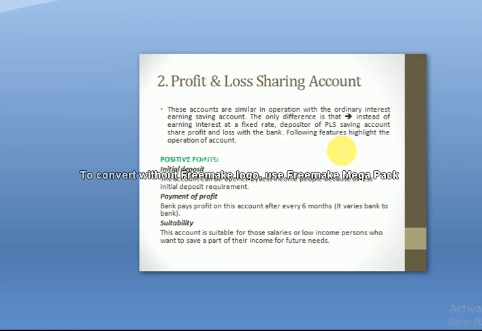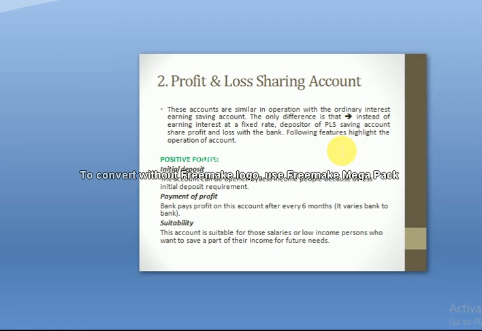Now we can explain the advantages, or we can say the positive points, of this account. First, initial deposits. Initial deposits means the first-time deposit. This account can be opened by less-income people because of the low initial deposit requirement. There is no need for the operations of these accounts to be in millions.